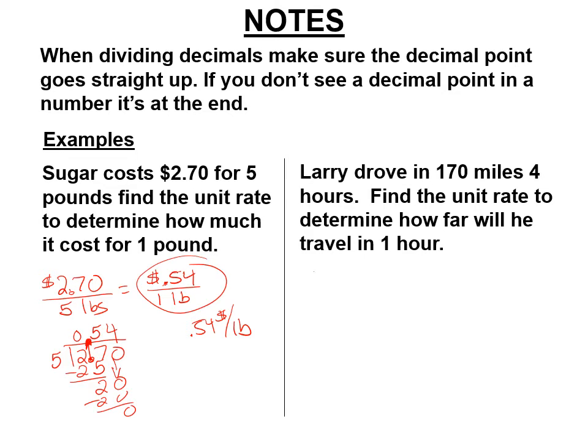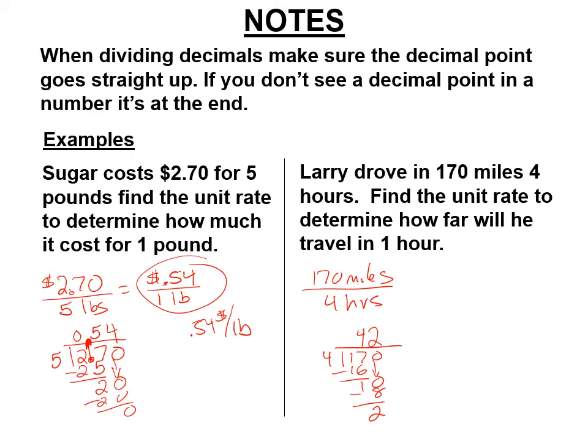Larry drove 170 miles in 4 hours. And we're going to find the unit rate. So once again, we're going to simplify that fraction by dividing 170 by 4. 4 goes into 17 4 times, because 4 times 4 is 16. Remainder 1, bring down a 0. 4 into 10, 4 times 2 is 8. Remainder 2. Now we're out of numbers.